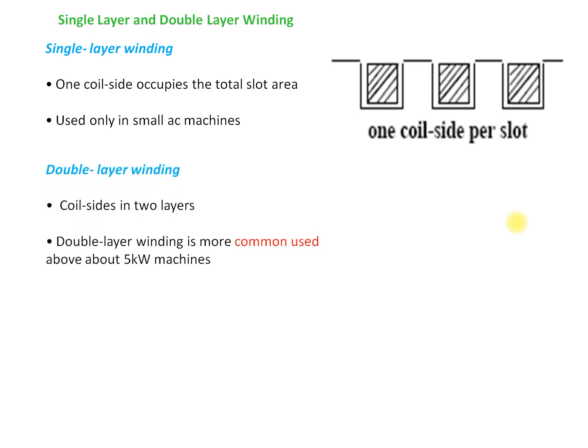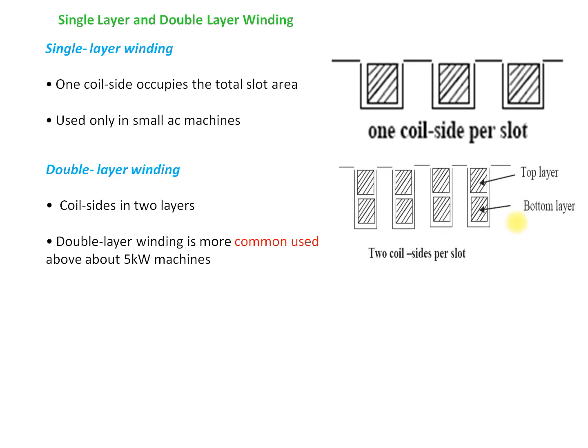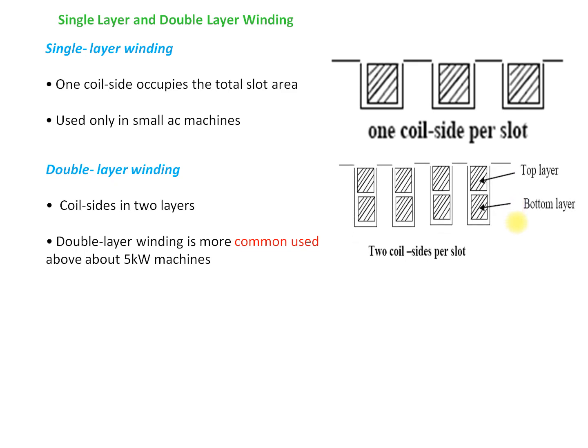So the next will be the double layer windings. Two coil sides, two layers per slot. So there may be one coil side of a coil on the top side of a double layer winding, and another on the bottom side. If the winding is started in the top layer, it will be finished in the bottom layer, and on the other hand you may have the finishing of that particular pole from the bottom layer to the top layer. So the double layer windings are more commonly used above 5 kilowatt machines.